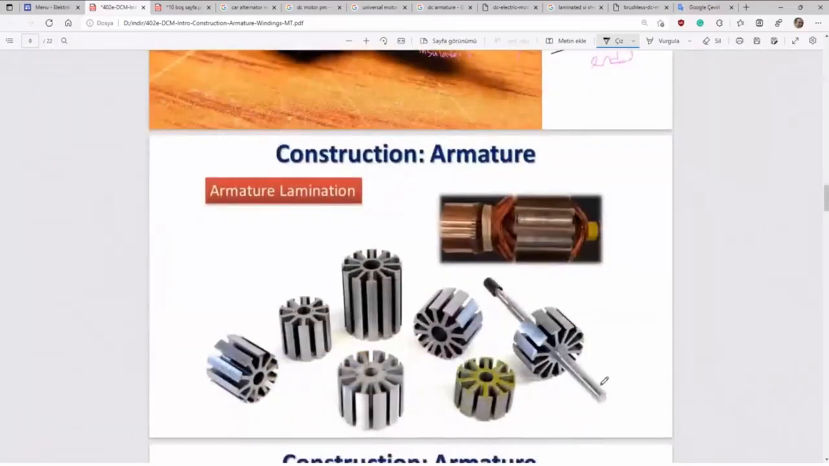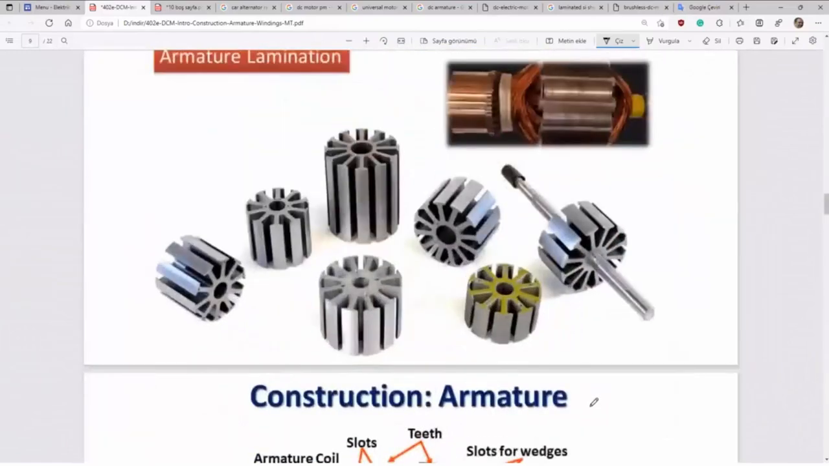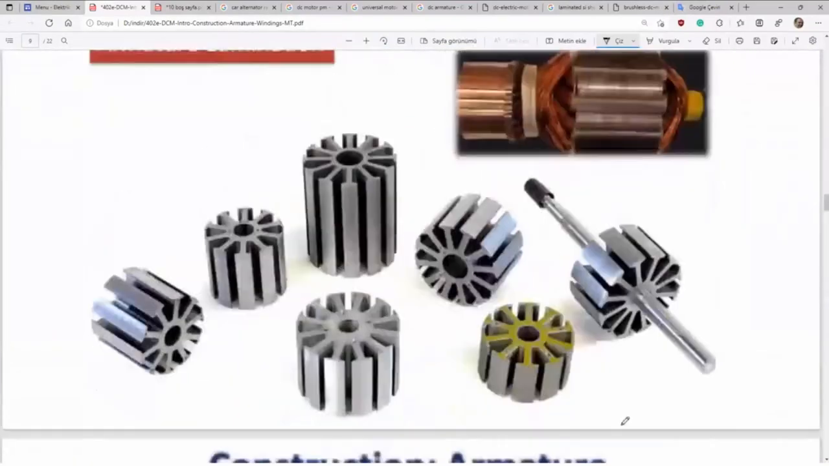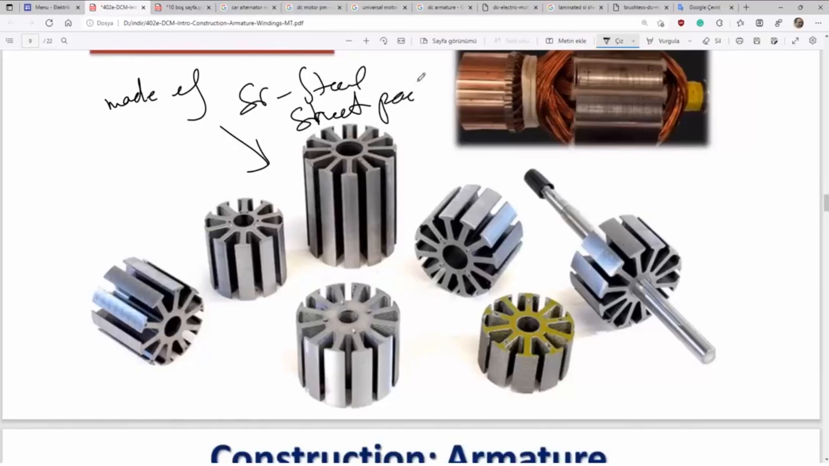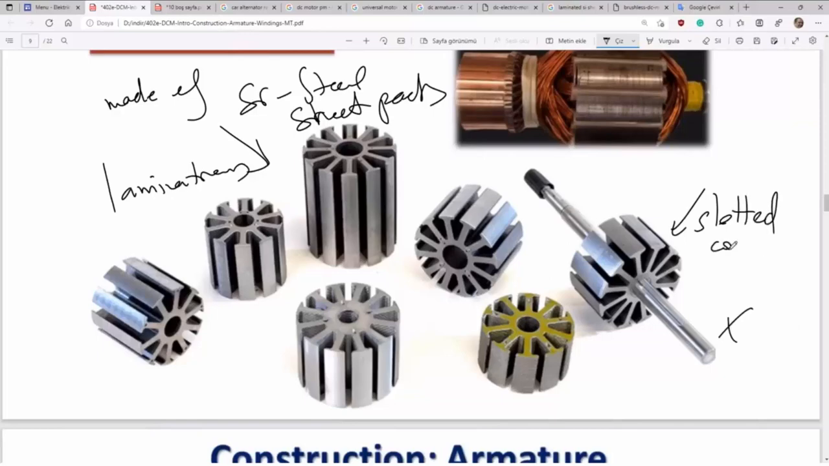Now here you see lots of armature materials. All those are made of silicone steel sheet packs. I mean laminations. You see shaft, slotted construction.